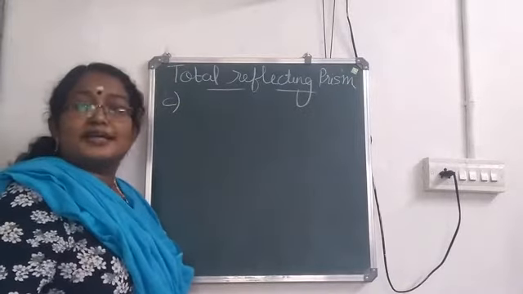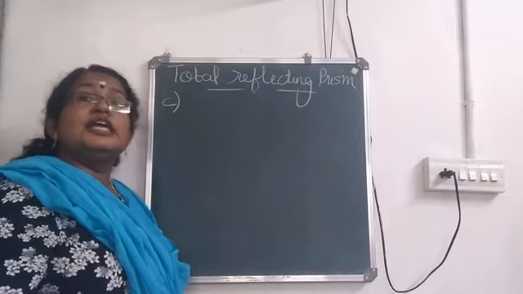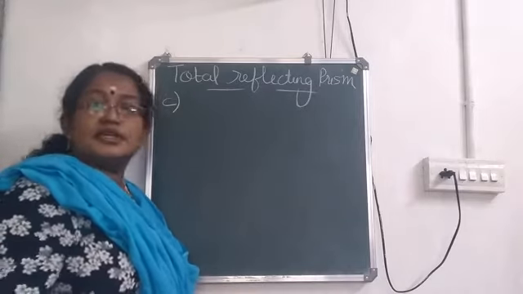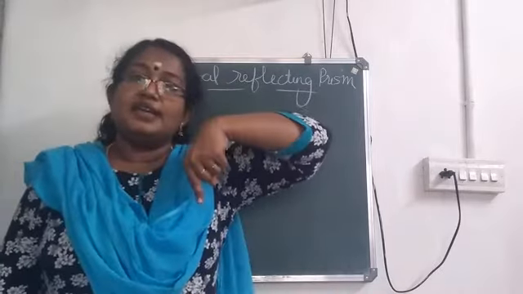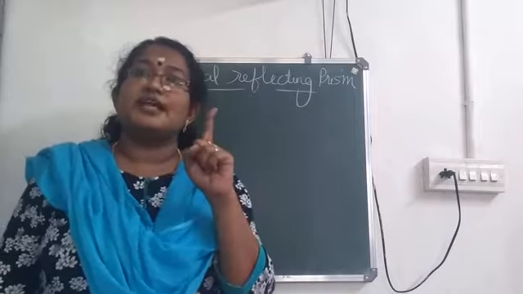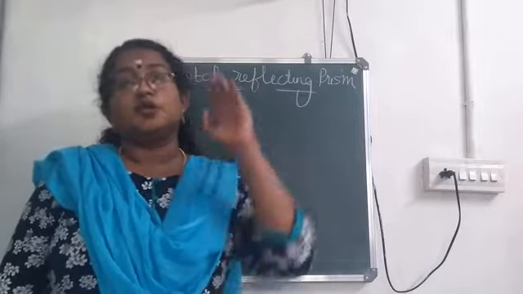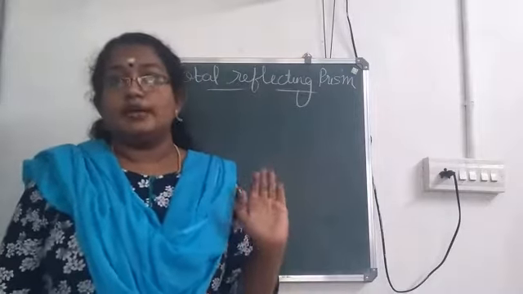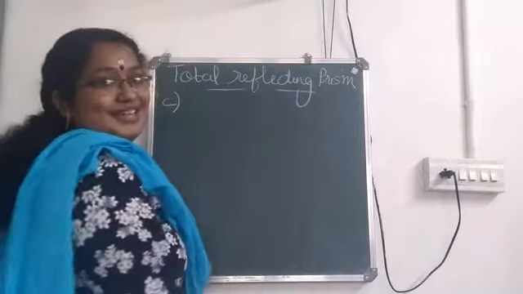A total reflecting prism can be used in order to erect an inverted image. If you are having an inverted image, using a total reflecting prism, you can make it erect. Okay, so we'll check how it takes place.